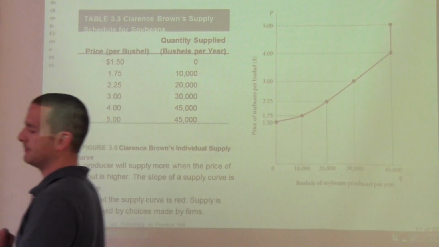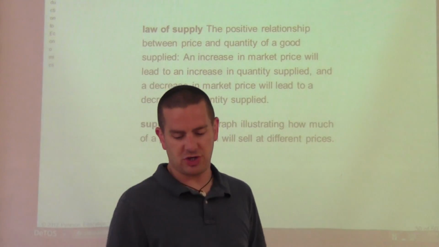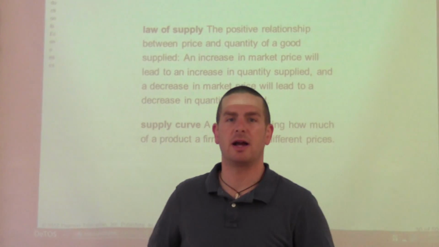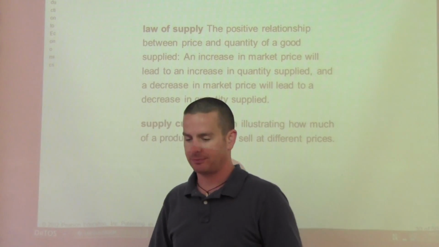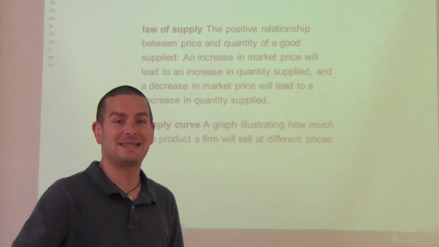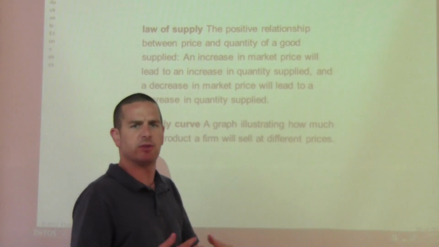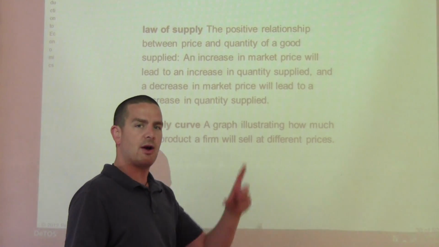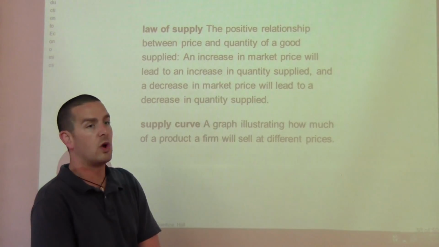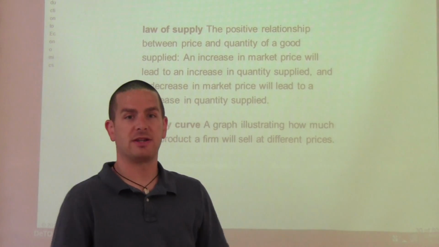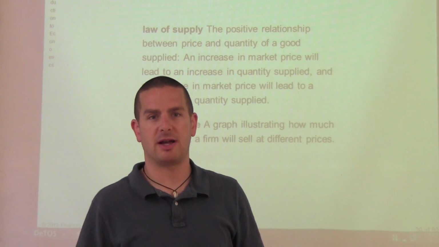Let's go back to the last slide. The relationship between price and quantity supplied allows us to come up with the law of supply. The law of supply simply states that there is a positive relationship. Remember with demand there was an inverse relationship? Well, now with supply, there's a positive relationship between price and the quantity supplied. As the price goes up, quantity supplied goes up. If the price goes down, quantity supplied goes down.